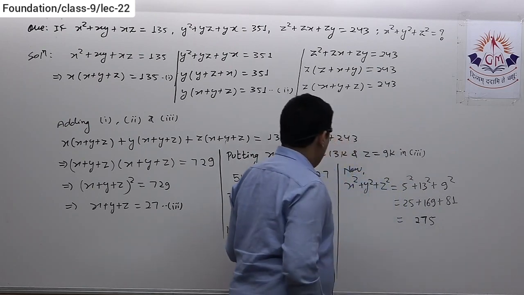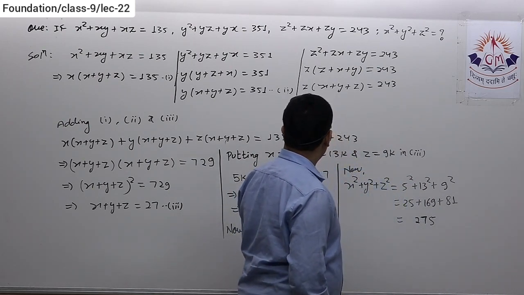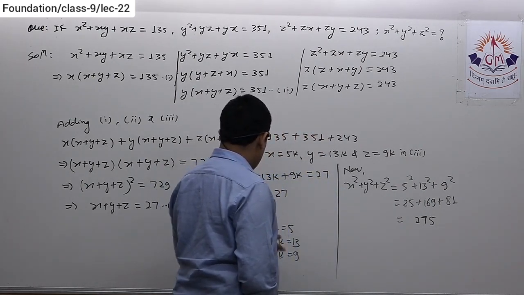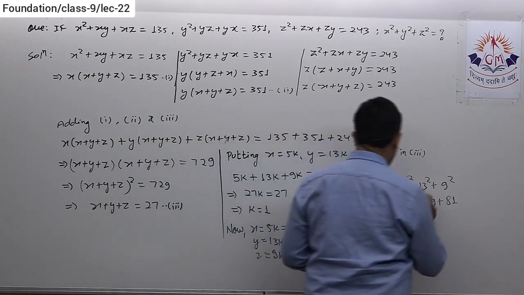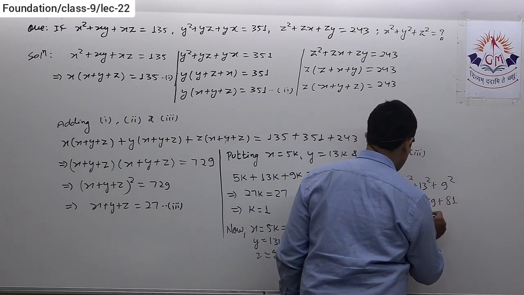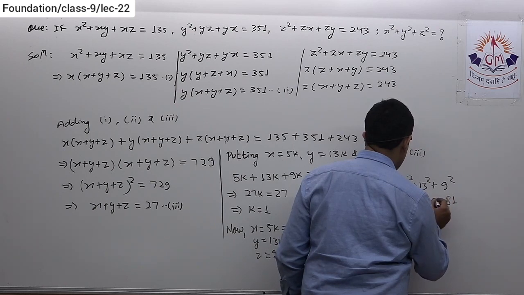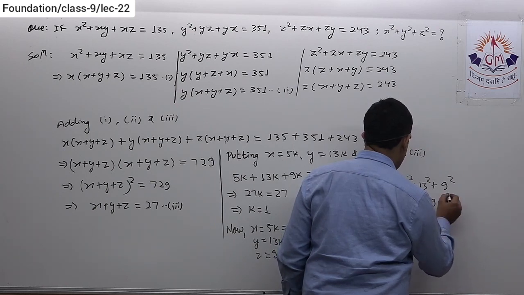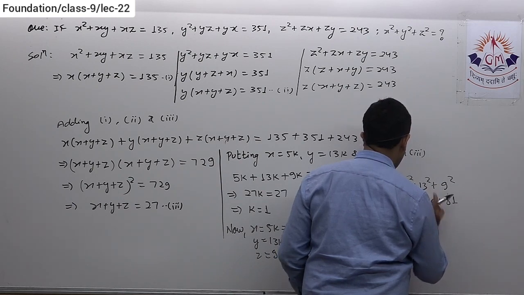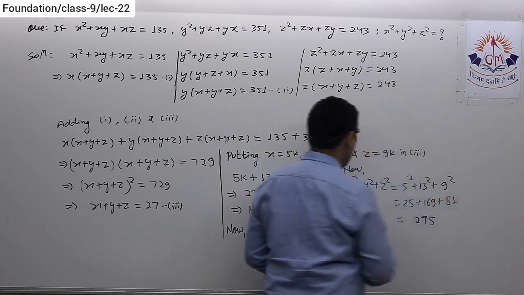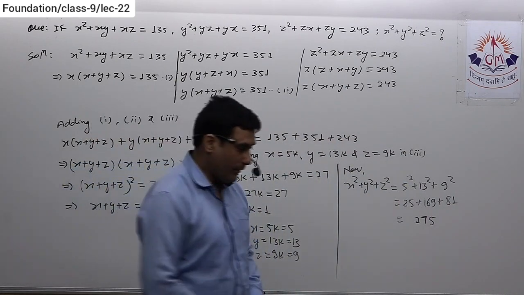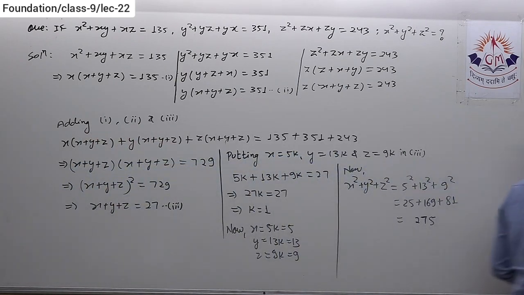X equal to 5, y equal to 13, okay, and z is equal to 9. So 5 square, 13 square, 9 square. 275. This is the final answer. X square plus y square plus z square. So please note it down. Then we will see the next question.